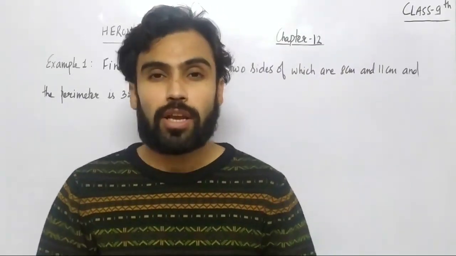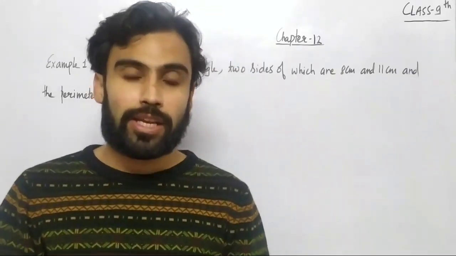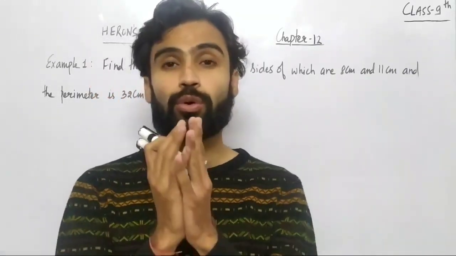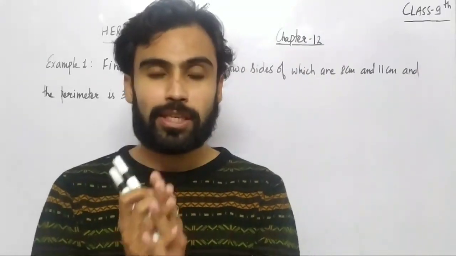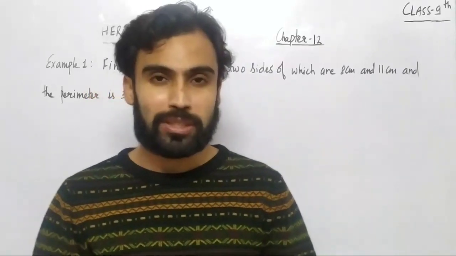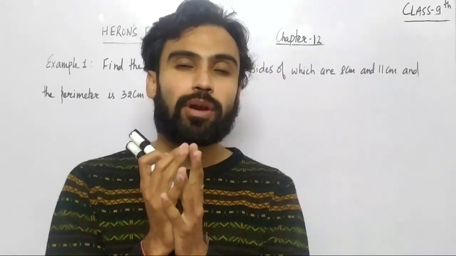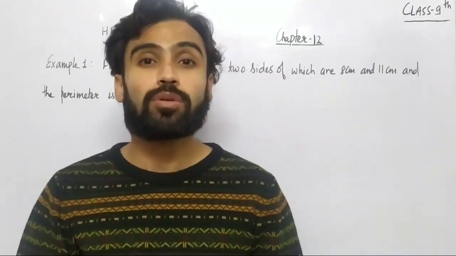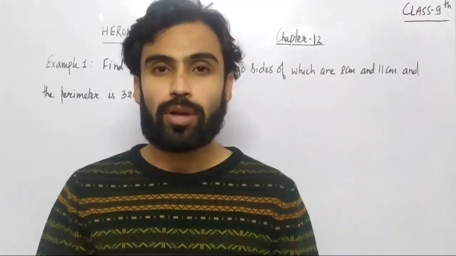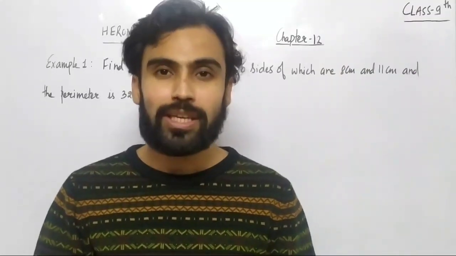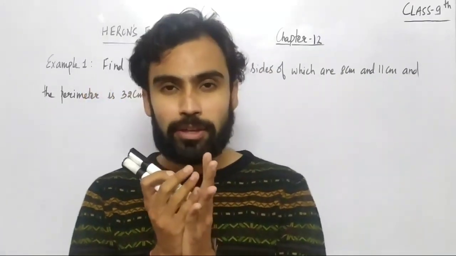My name is Aditya, and in the previous video we saw how to calculate the area of a triangle if we don't know the height, and if we know the height as well. If we know the height, we can use the formula half into base into height to calculate the area of a triangle. But if we don't know the height of a triangle, then we can use Heron's formula, which is the square root of s into s minus a into s minus b into s minus c. So that was a new formula which we saw in the previous video.